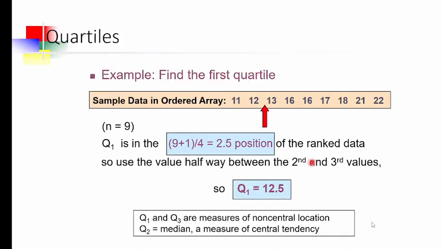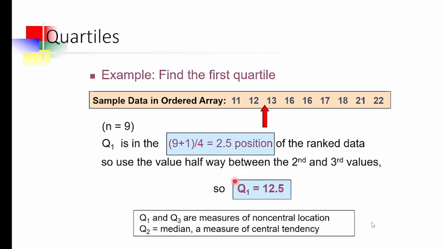Here n is the number of observed values. Now here is an example. There are 9 observations in an ordered array. To identify the position of the first quartile, we take 9 plus 1 divided by 4, that is 2.5, the 2.5th position of the ranked data. So the first quartile is the average of the second and third data values: 12 plus 13 divided by 2, that is 12.5.